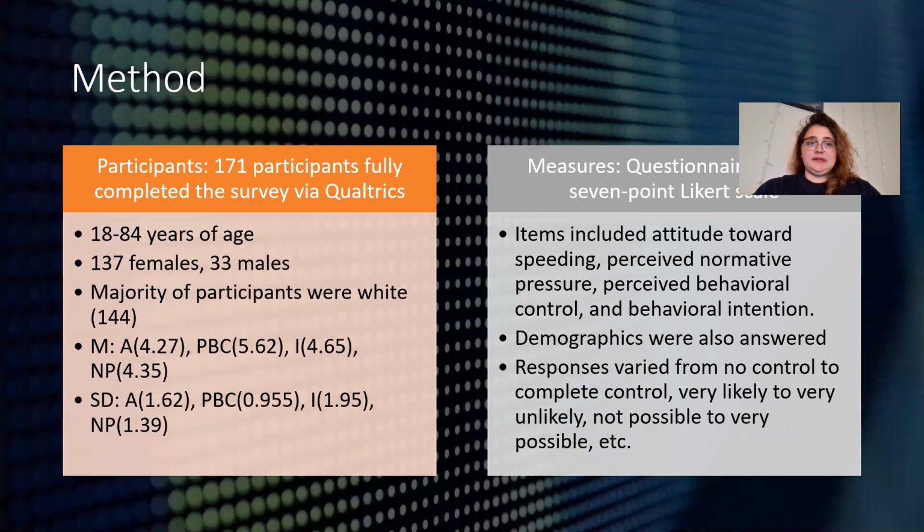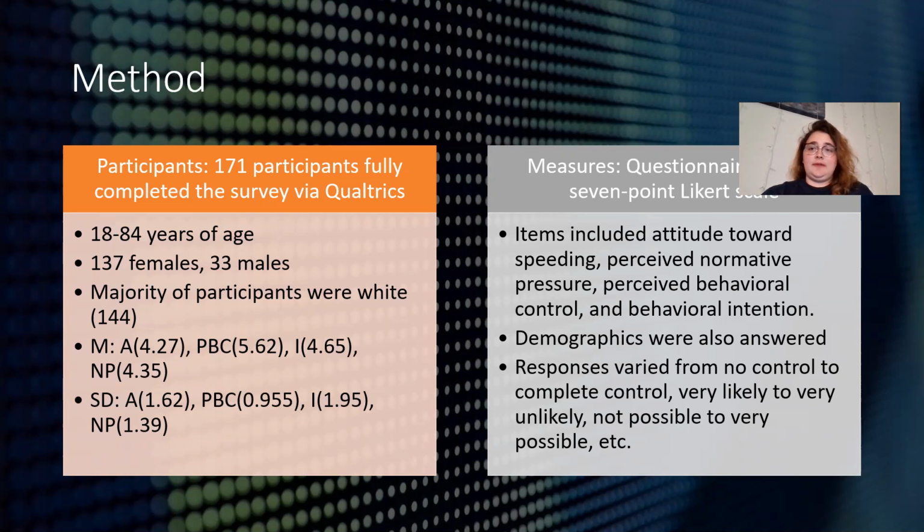So, for our study, we had 171 participants who fully completed the survey via Qualtrics, which, when I say fully completed, I mean individuals who answered every question from beginning to end, as well as the demographic questions. So our participant ages, we had quite a huge variety. There were participants between the ages of 18 and 84 years of age.